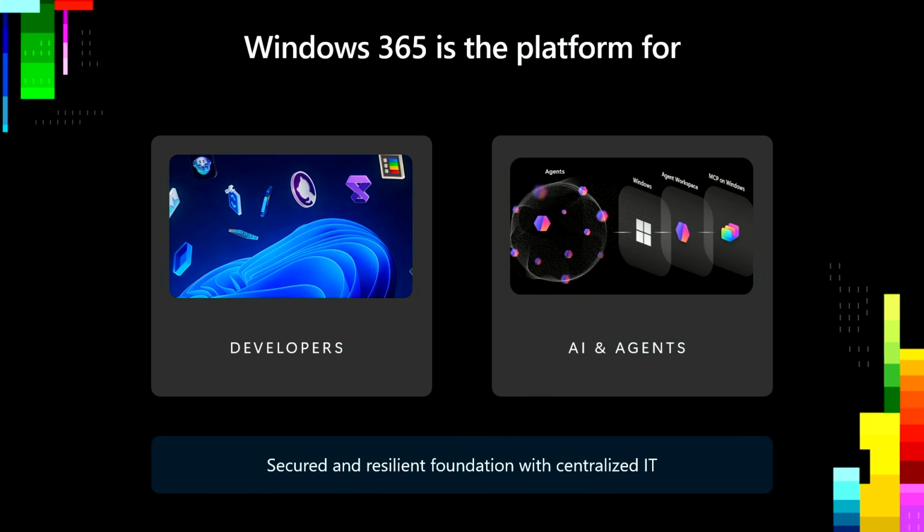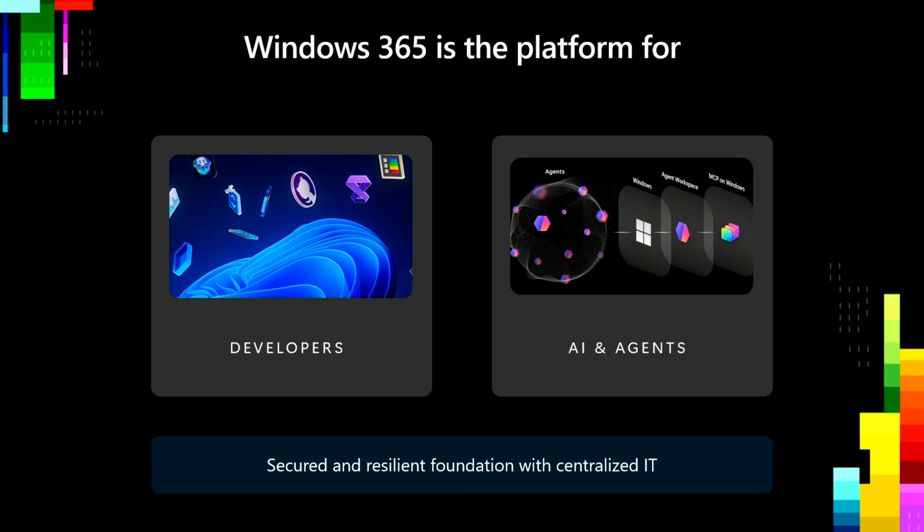So far, we talked about how Windows 365 helps developers work with less friction. But development isn't just about human developers anymore. We are seeing a fundamental shift in how software gets built, where developers are no longer working alone, but with AI and agents that generate code, test ideas, automate tasks, and unlock entirely new workflows. And whether the work is done by people or by AI and agents acting on their behalf, enterprises still require a secure foundation with centralized IT control as a non-negotiable baseline.